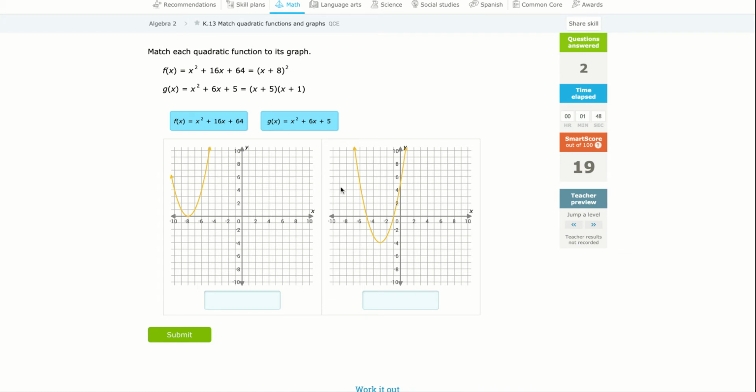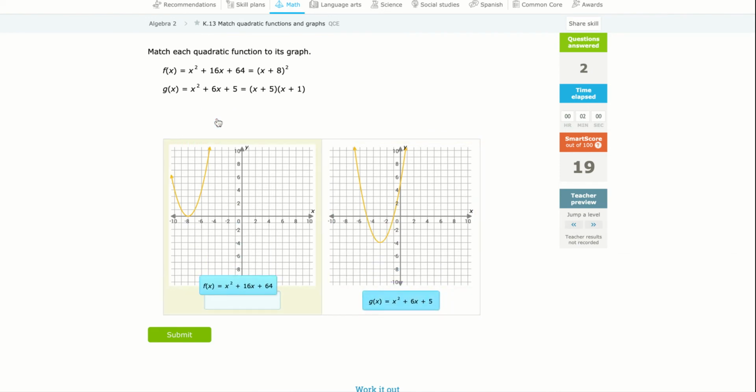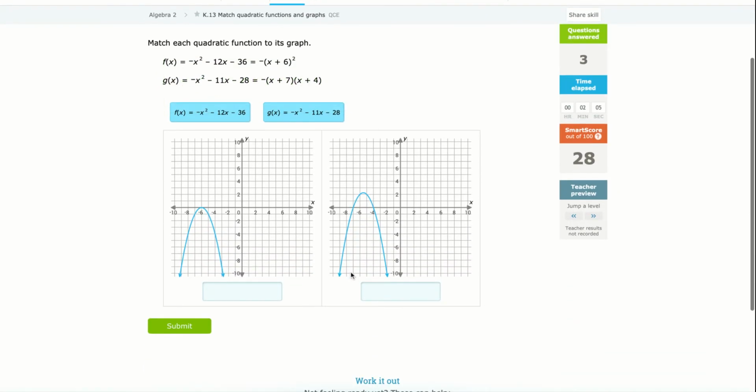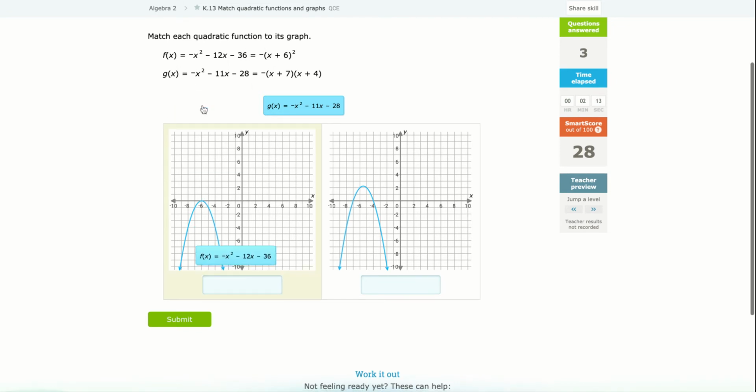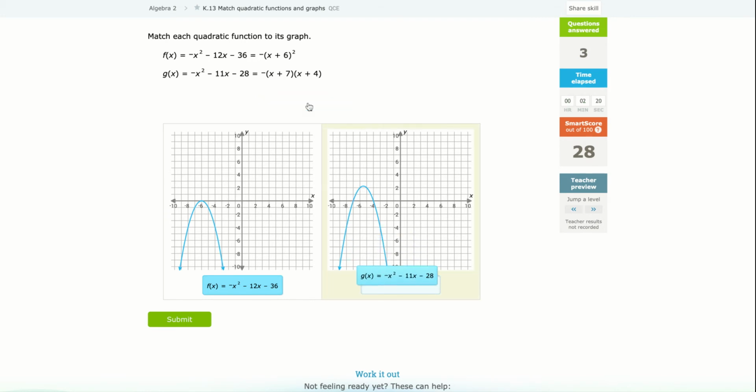One at negative 5, and one at negative 1, because if I plug in negative 5 plus 5 is 0, and 0 times anything is 0. So this had two x-intercepts, where this one only had the one at negative 8. So again, I'm just going to look at the x-intercepts. This has one x-intercept at negative 6. That's right there. So the f function is here. This has two x-intercepts, one at negative 7, one at negative 4.